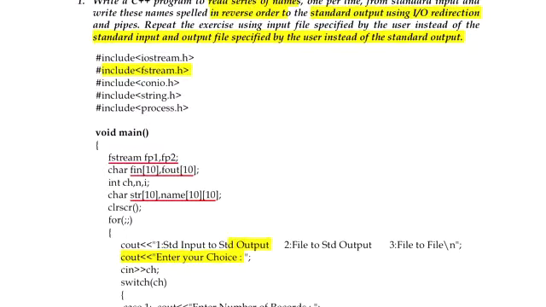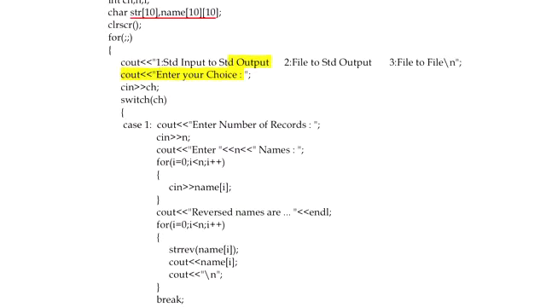Next we perform the three different cases using a switch statement. First we will read the choice variable, and based on that we perform the different cases. If we enter choice as 1, then it will perform standard input to standard output. That is, it will read the input from the keyboard and write the reverse names onto the console. If we read the choice variable as 2, then it will read the input from a file and write the reverse names to the console. And if we read the choice variable as 3, then it will read the input from the input file fin and write the reverse names to another output file fout.